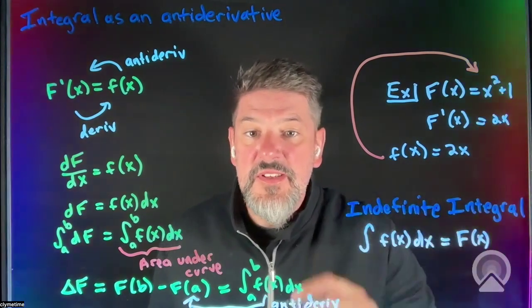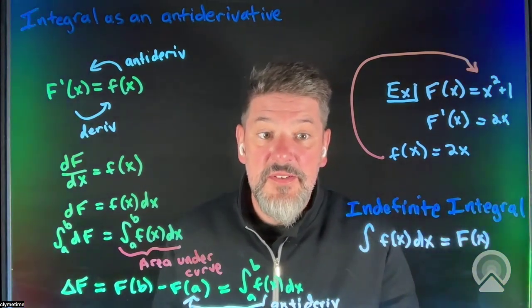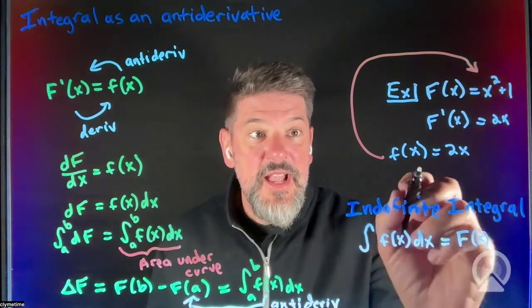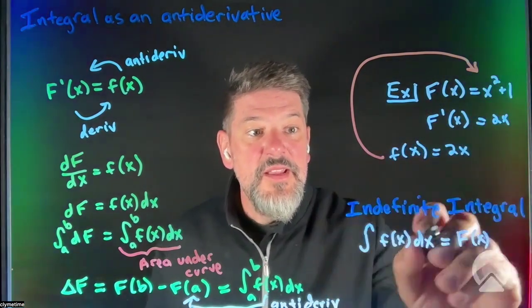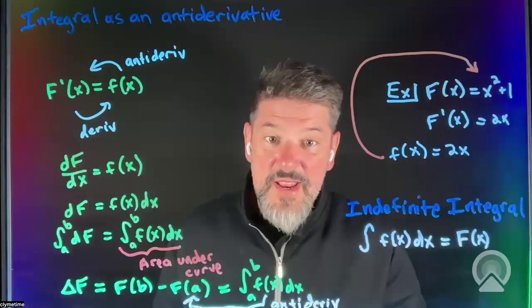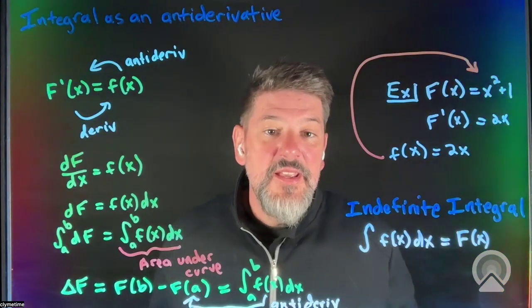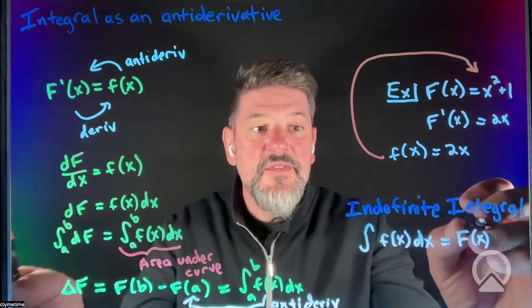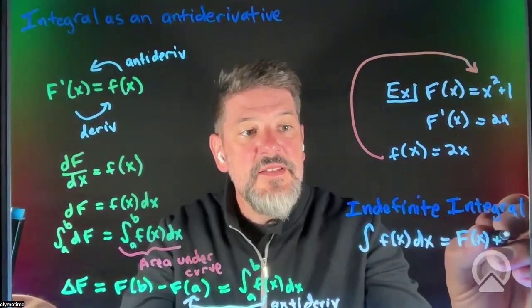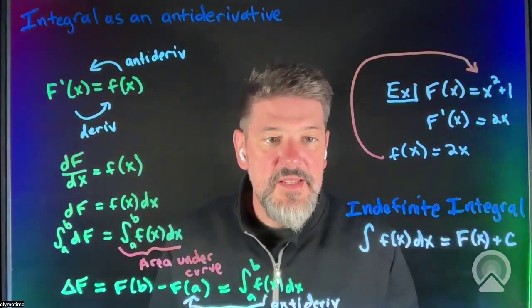So basically, this is just a notation to say find the antiderivative. However, as I pointed out with this example up here, there's not just one antiderivative. There are a bunch of antiderivatives. In fact, we'd say it's a family of antiderivatives. But what they all have in common is they are all going to have a plus c.